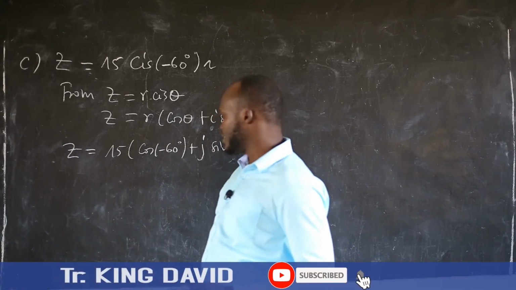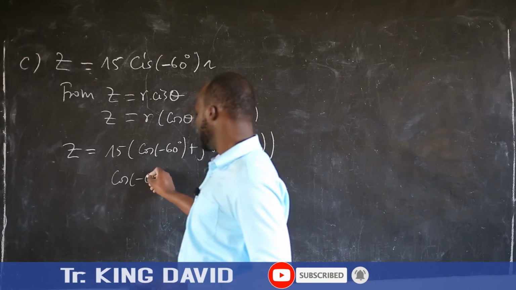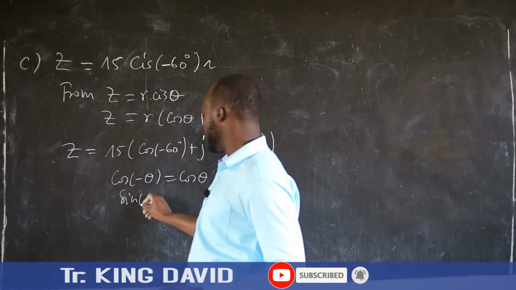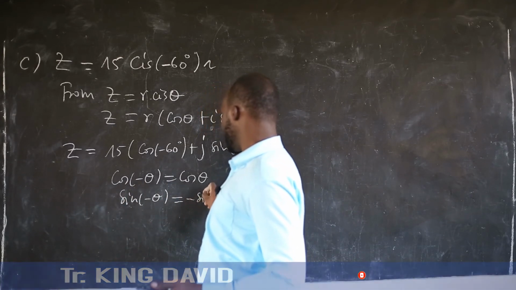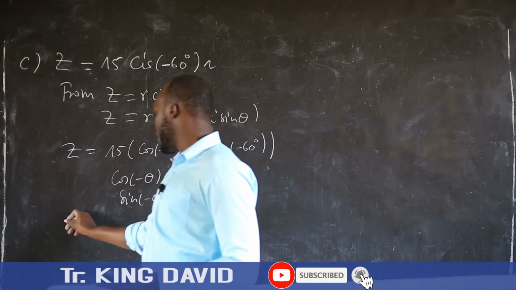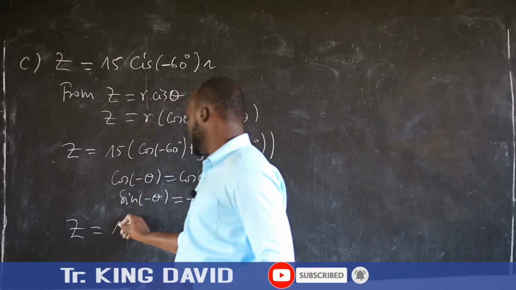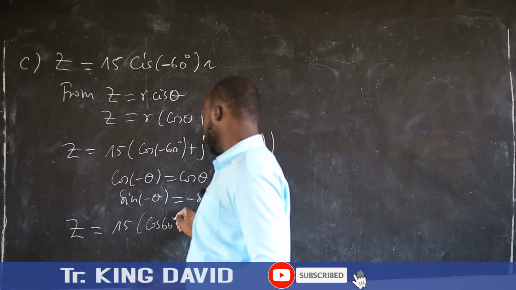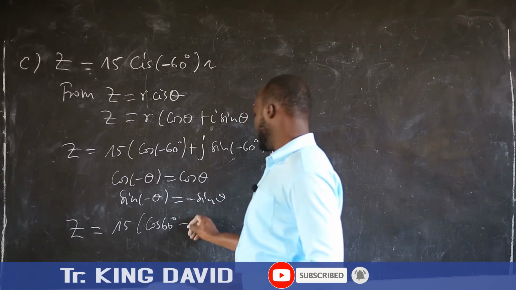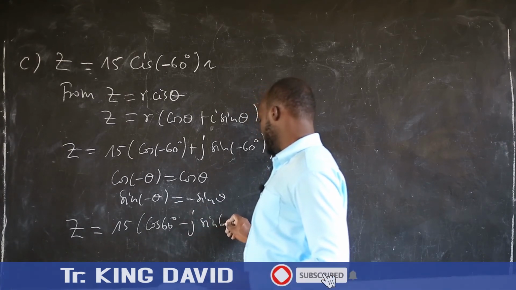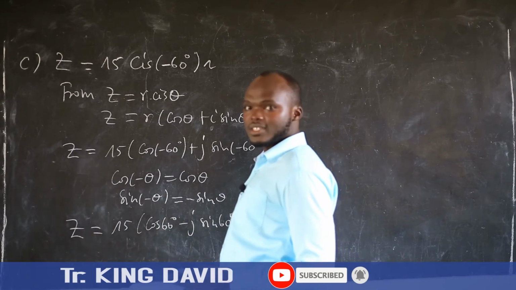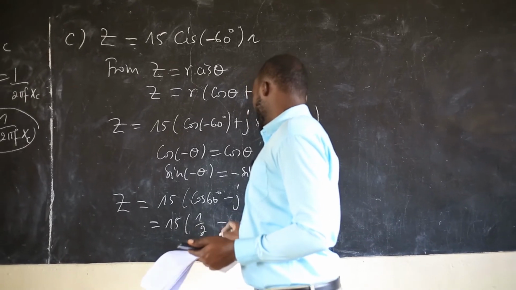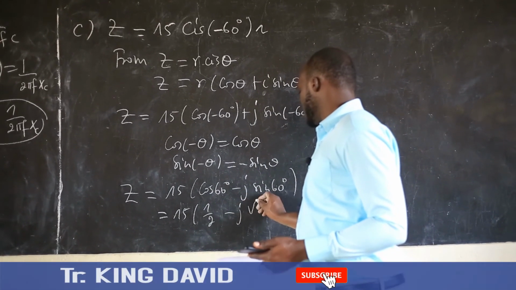I hope you remember that when you have cos of a negative angle, it's the same as cos of that angle. And when you have sine of a negative angle, it equals minus sine of that angle. So our impedance equals 15 into bracket cos of 60 degrees minus j sine of 60 degrees. So what is cos 60? It is a half. That is 15 into bracket a half minus j root 3 over 2.